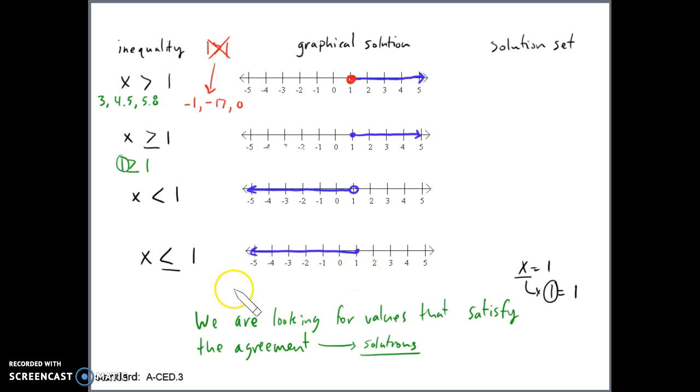If it is included, it means closed. It means included in the solution set. If it is open, then that value that has the open dot over it is not included in the solution set. So very important to note the difference between closed and open.